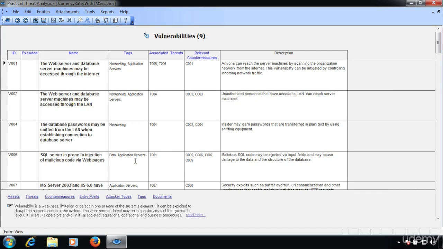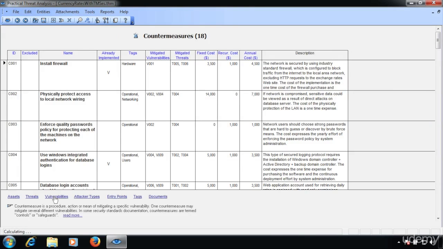Now, let's talk about what are the countermeasures implemented for such vulnerabilities. Firewall. And install a firewall. Now, that looks like it's already implemented. Yes, it's a hardware firewall. So which vulnerabilities are we mitigating here? Only vulnerability 1. Now, vulnerability 1 allows 2 types of attacks or threats, which are threat 5 and threat 6. So we're actually now mitigating 2 threats.